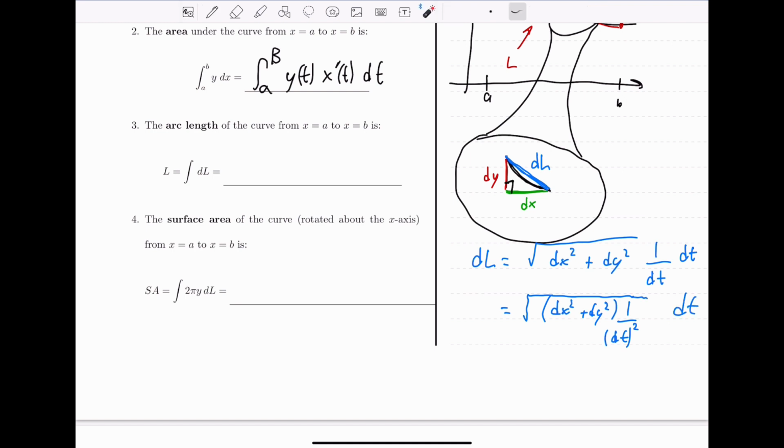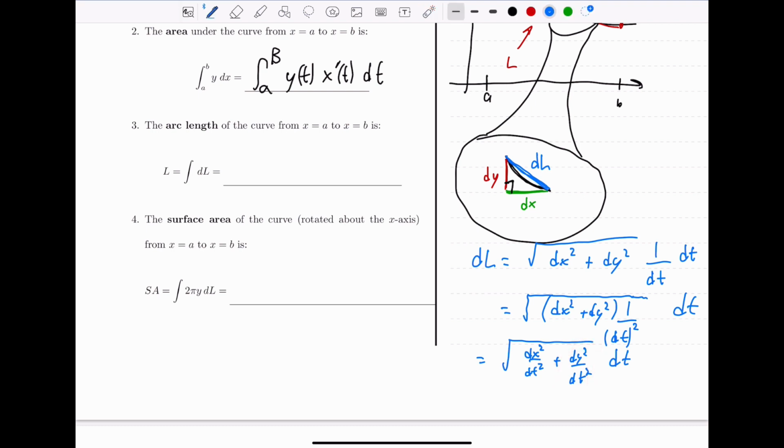Now we're going to distribute the 1 over dt squared to both of these terms. So we have the square root of dx squared over dt squared plus dy squared over dt squared, still with the dt at the end. Now, what are these expressions? This is the derivative of the x function, squared. This is the derivative of the y function, squared.